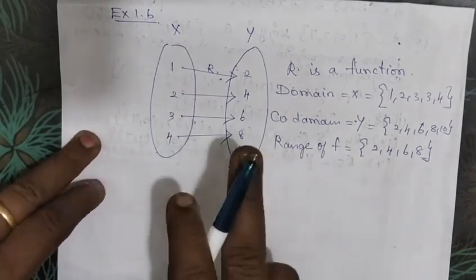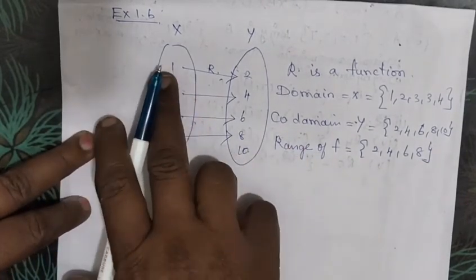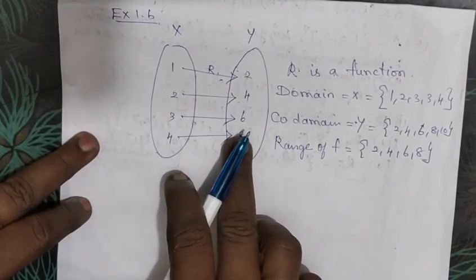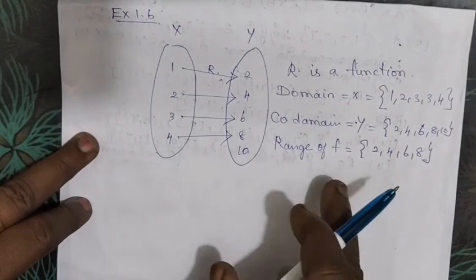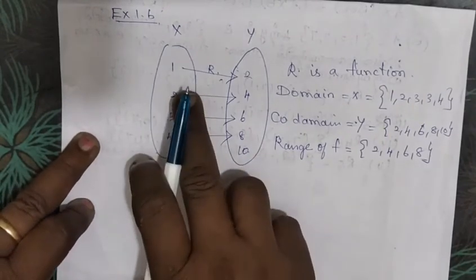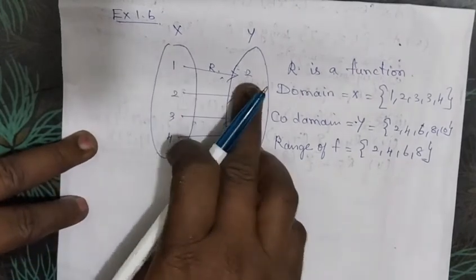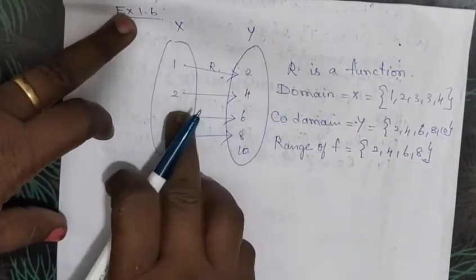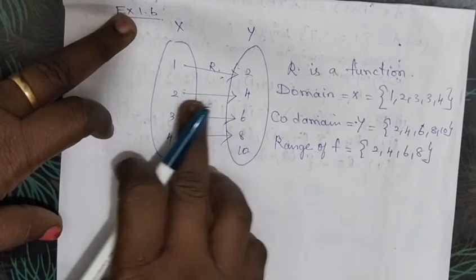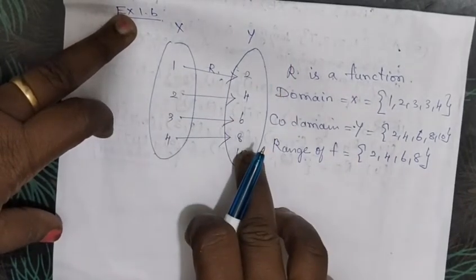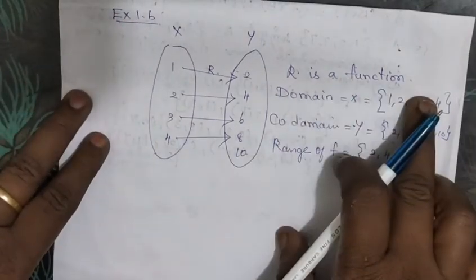The second condition is the important one: these images should be unique. So this is also unique. 1 has image 2, 2 has image 4, and similarly nothing is repeated; they are different images. So R is a function.